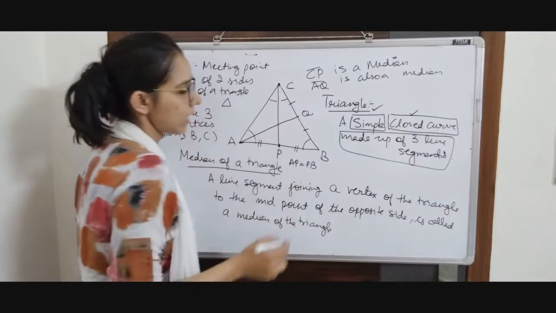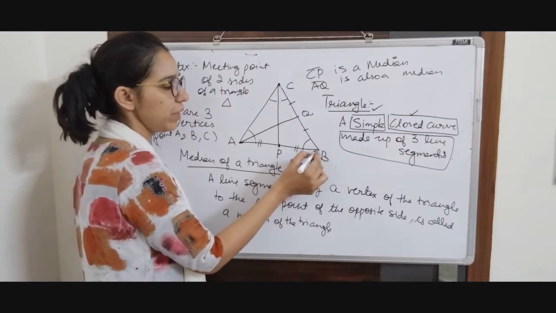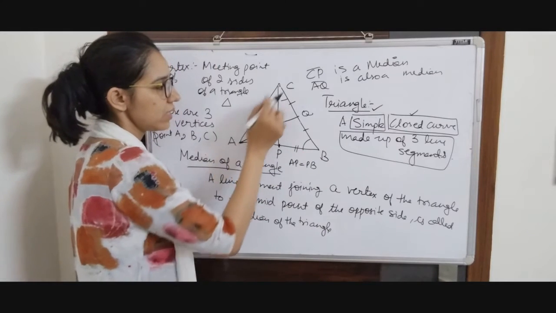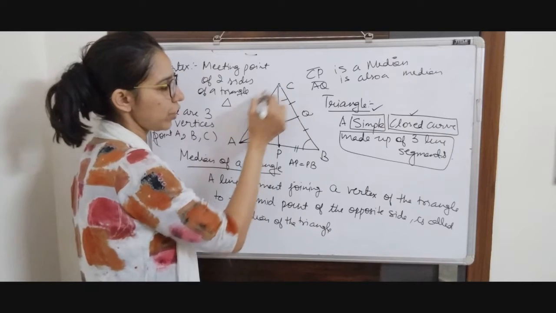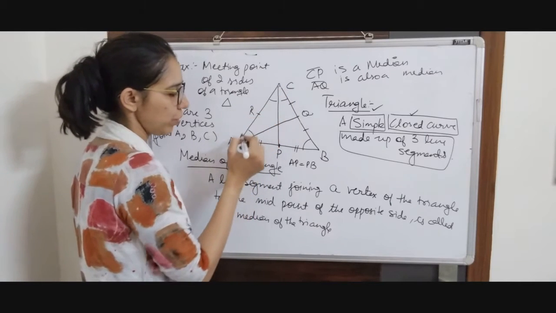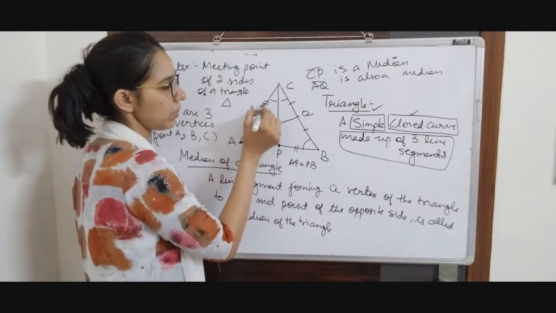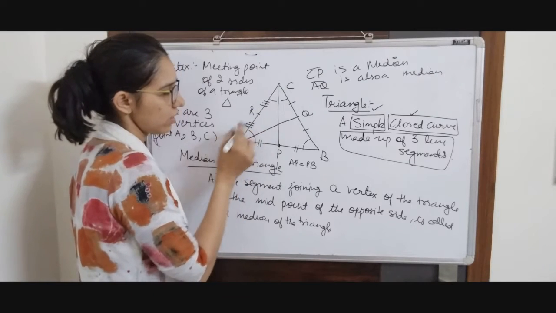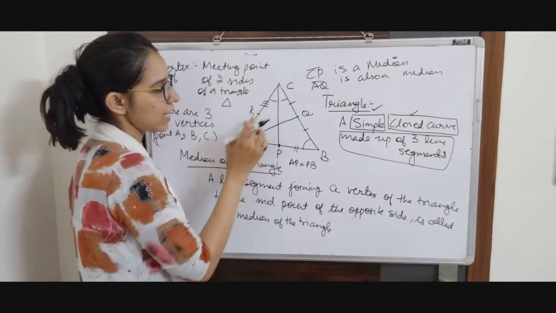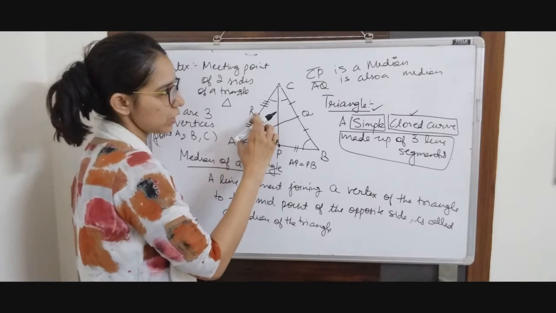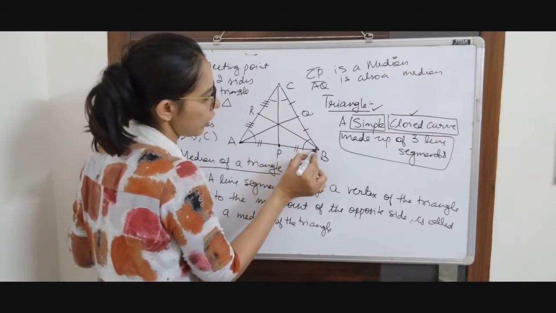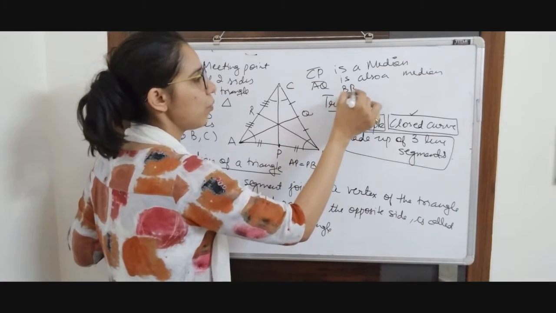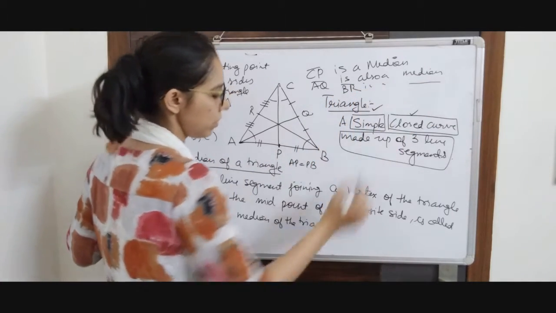Next, what will happen if I join B to the midpoint of CA? Suppose the midpoint of CA is point R. If R is the midpoint, it means CR is going to be equal to RA. It means 3 lines here, 3 lines here. These 3 lines mean this part is equal to this part. Now if I join R and B, it is going to be BR. Now BR is also a median.